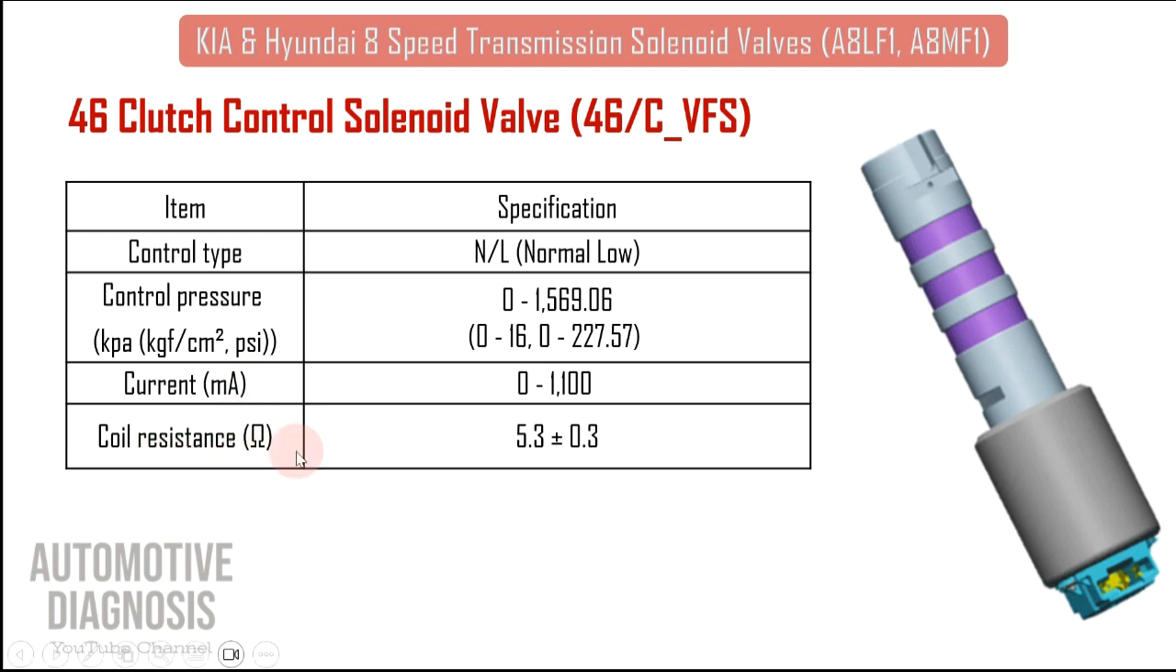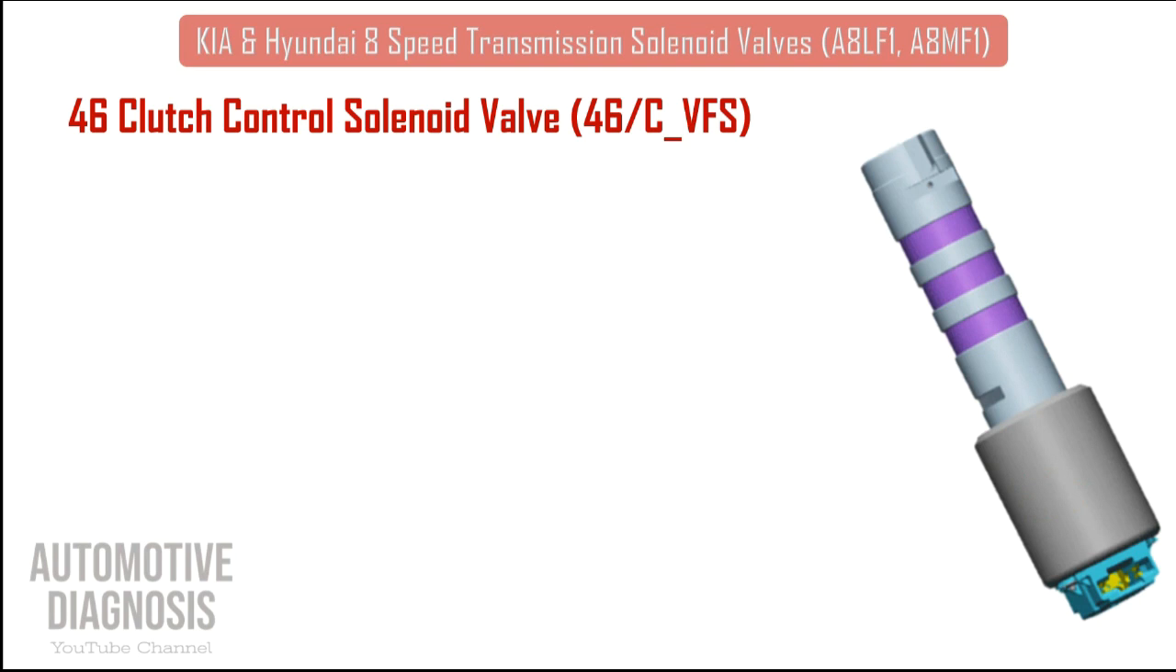Coil resistance is the internal resistance for this solenoid, and we say that 5.3 plus or minus 0.3 ohms is the internal resistance for this sensor. If you think the sensor is faulty, you can find the sensor and check the resistance. But are you supposed to remove the transmission oil pan to reach the solenoid and check the resistance? No, there are some other ways that I'm gonna show you.